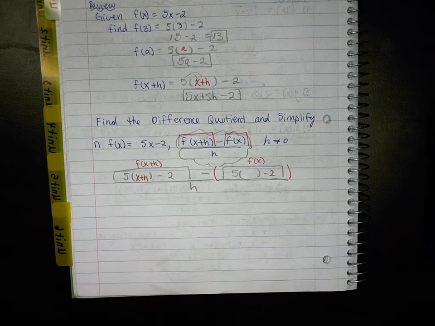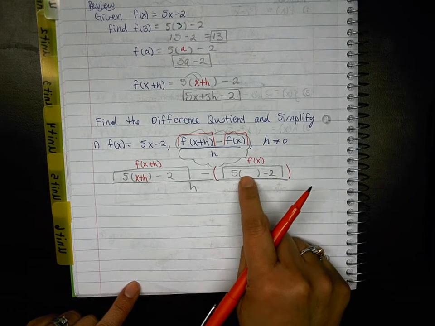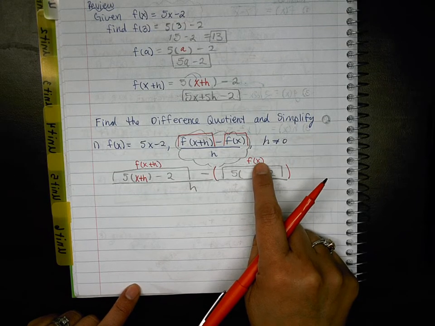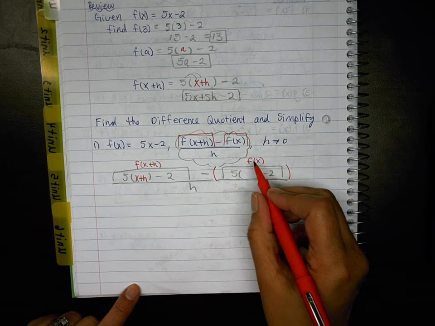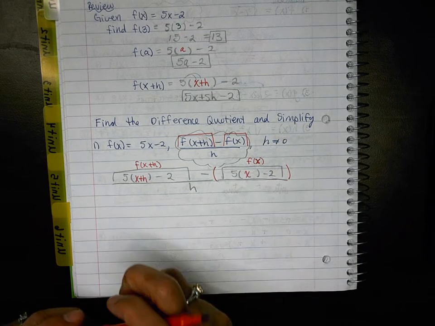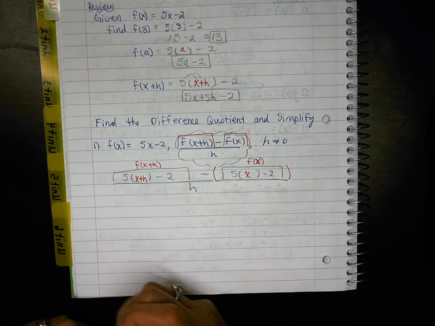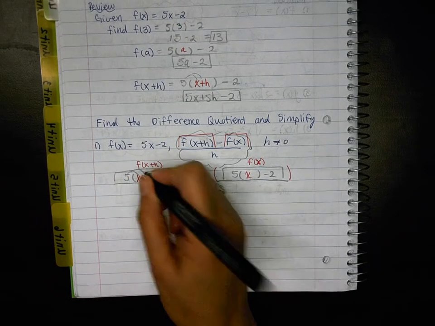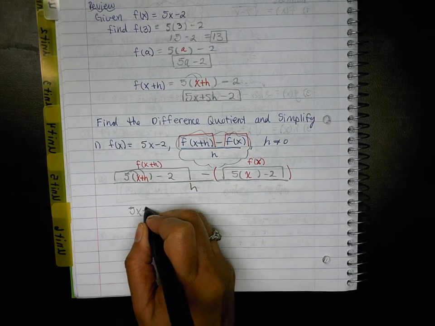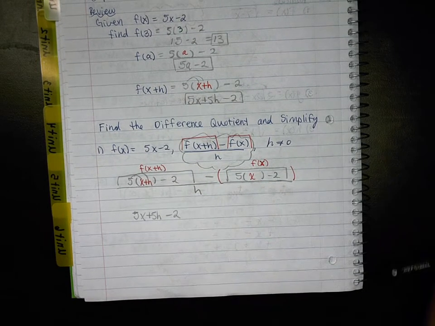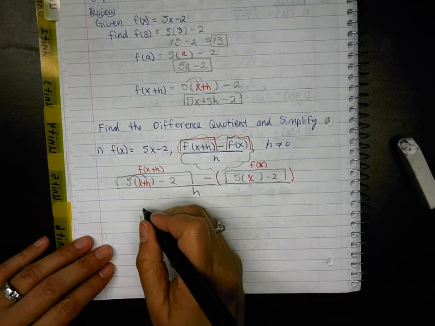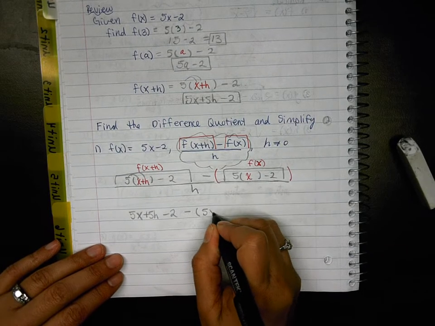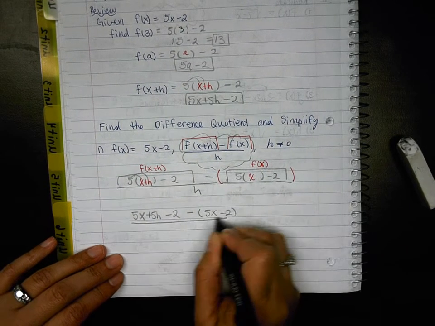And Izzy, can you tell us for the second one what I'm going to drop in here where the x used to be? Is it the other function? It's right here. Just the x. I know, it's a little too easy. We just drop in the x. So this one, I am going to have to distribute the 5. 5x plus 5h minus 2 minus parentheses 5x minus 2 all over h.